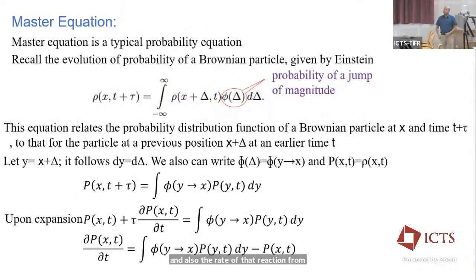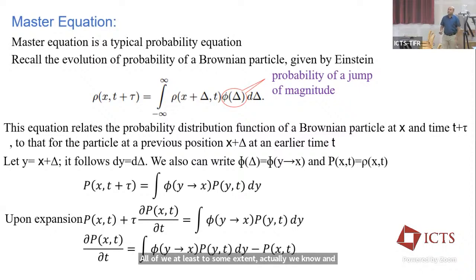So next step, we are going to describe this whole Brownian motion in the probability space in another way of describing this evolution of probability, that is the master equation. Okay, this master equation is a typical probability equation. All of us, at least to some extent, we know.